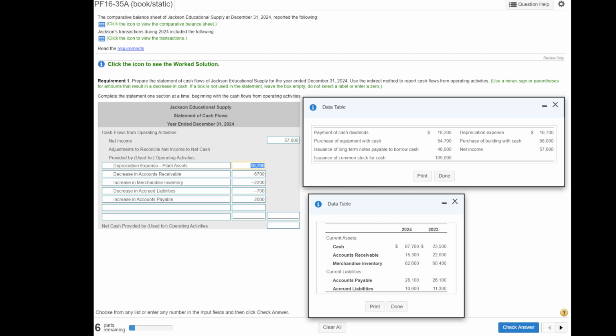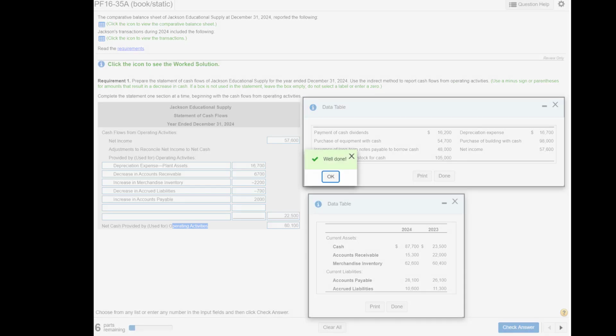So we're going to take 16,700, add 6,700, subtract 2,200, subtract 700, add 2,000, and we get what? I believe that is 22,500. Then we're going to take net income, add it to this since they're both positive numbers, and we get 80,100. So we get positive cash flow, $80,100 from our operating activities.